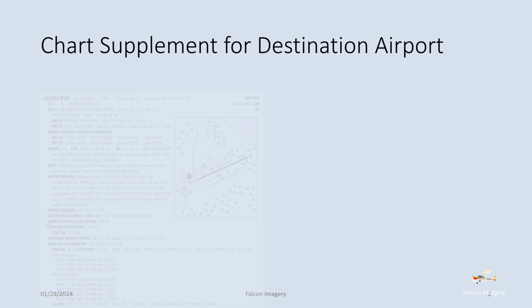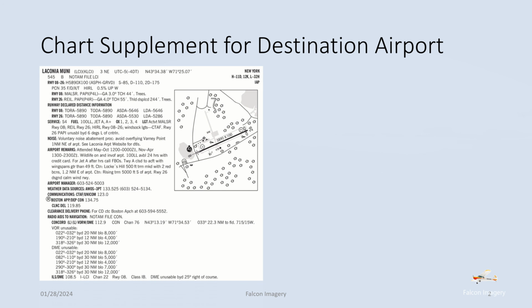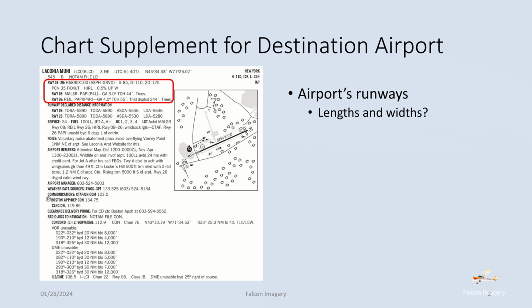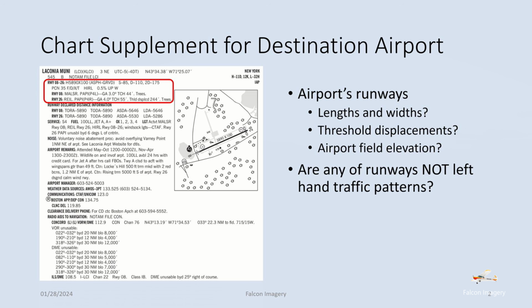First, before you even take off from your departure airport, make sure you have read the chart supplement or airport flight directory associated with your destination airport. Make note of all the airport's runways, including their lengths and widths and any threshold displacements, as well as the airport field elevation. Also confirm if the runways are or are not left-hand traffic patterns. Normally they are left-hand traffic patterns unless noted on the sectional chart and chart supplement.